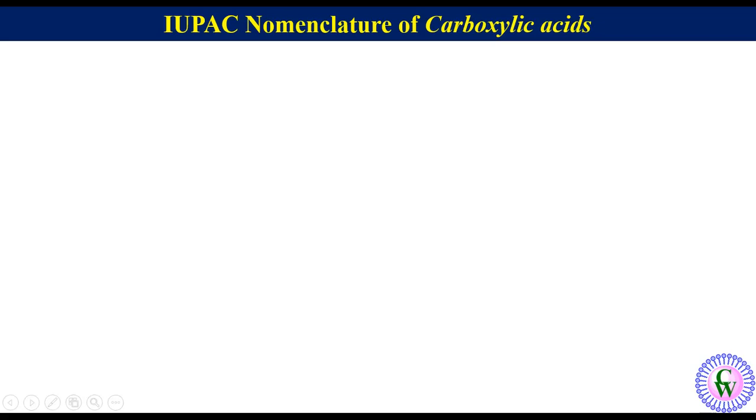Now we will discuss few examples where R group is alkenyl or alkynyl. In this example, this is the parent chain with 5 carbon atoms. Numbering will be 1, 2, 3, 4 and 5. Here we can see that the position of first carbon of alkene is 4. So the IUPAC name will be pent-4-enoic acid.